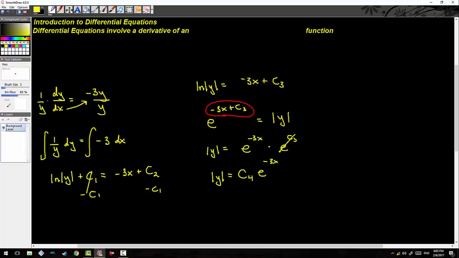And now we're almost there. Once we're done, notice how I've got this absolute value of y here. Well, with this absolute value of y, technically, what I have here is plus or minus c4, right? Because the inside of the absolute value can be positive or negative if I were to split it up. So I'm going to say plus or minus c4, well, that's pretty easy. That equals c5, the fifth constant in this whole thing. So I get y equaling c5 e to the negative 3x. And that is the solution to your differential equation right there.